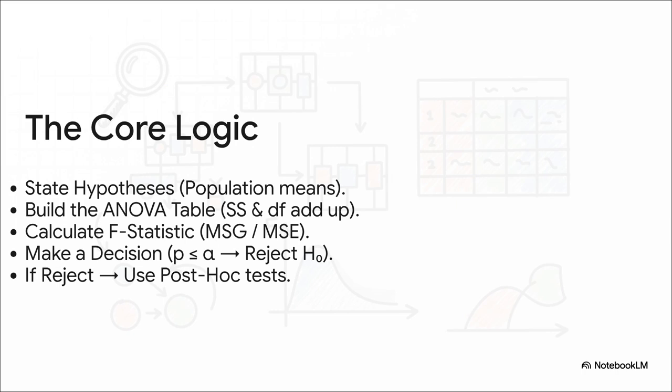1. State your hypotheses. And remember, they're always about the population means. 2. Build your ANOVA table. Just remember that the sum of squares and degrees of freedom columns add up. 3. Calculate your F statistic. It's always MS groups over MS error. 4. Find that p-value and make your decision. If p is low, the null must go. And 5. If and only if you reject the null, then you move on to post hoc tests to find out exactly which means are different.